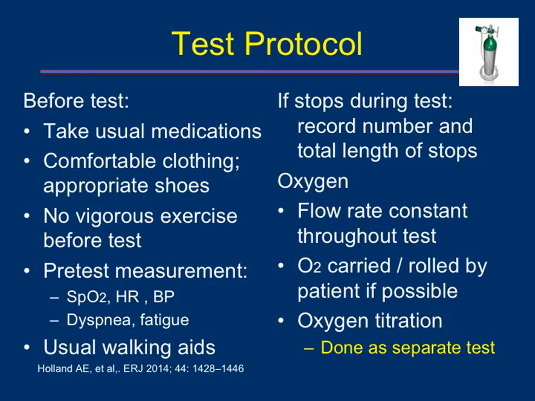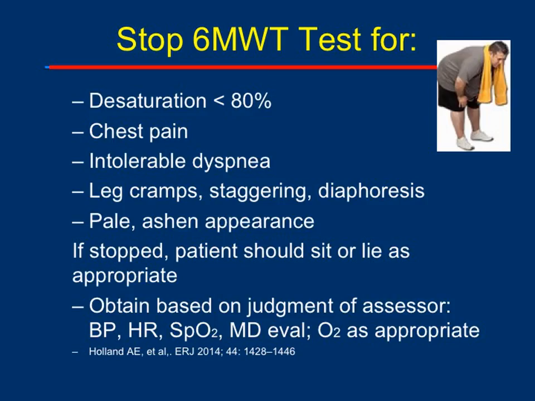If they stop during the test, you want to record the number of stops, but most importantly, the total length of time that they stopped. For oxygen, again, keep the flow rate constant throughout the test. Ideally, they should either carry their oxygen or it should be rolled. There's no clear direction on whether it needs to be continuous or pulse or intermittent, or if it's their own system or your system. That is not specified in the statement. And again, don't titrate oxygen during the test. That's a separate test. Next slide, please.